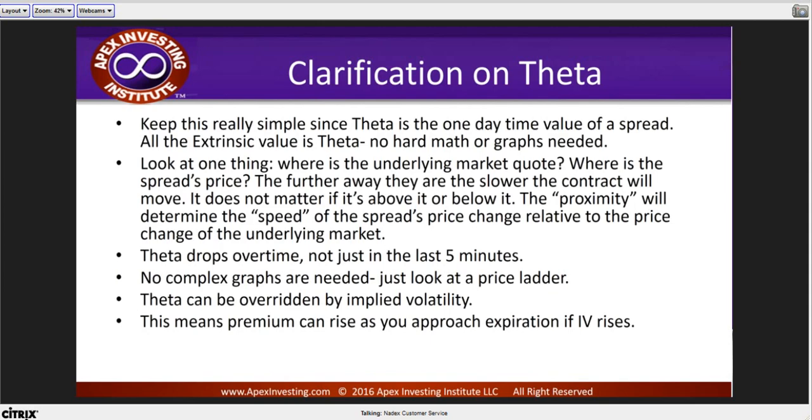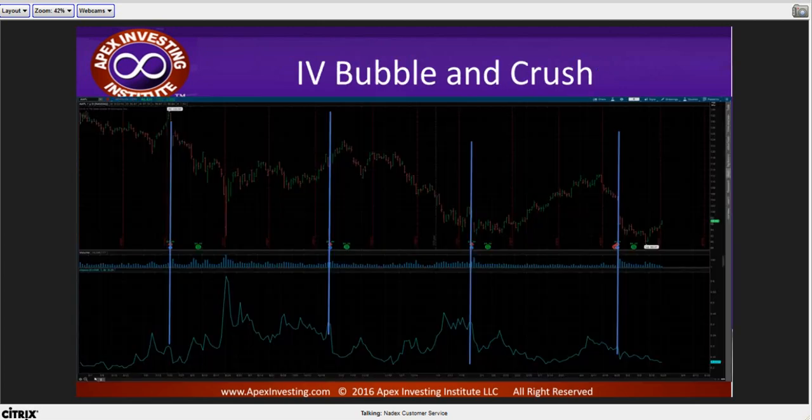Keep this really simple. It's a 1 day contract, okay, maybe a 5 day contract, but it's a delta. It's not an actual vanilla call or vanilla put. It changes over time, okay? It moves faster as it gets closer to expiration, but it still can rise if implied volatility increases. So we talked about that.